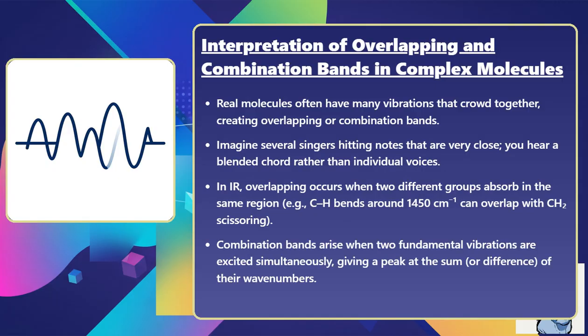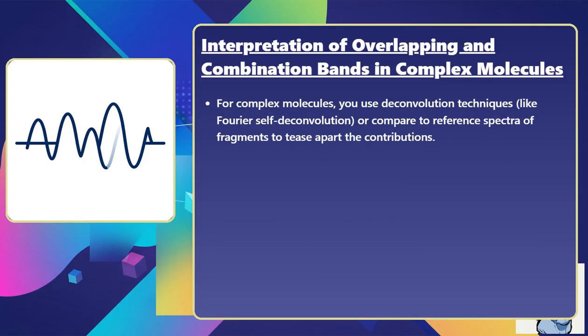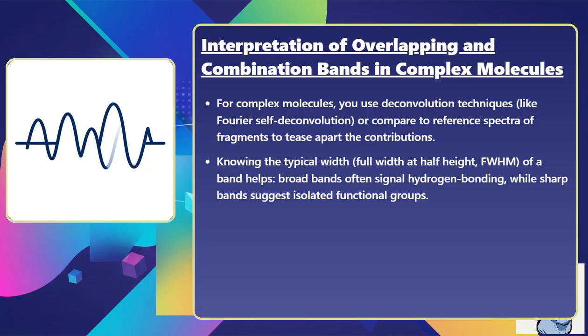Combination bands arise when two fundamental vibrations are excited simultaneously, giving a peak at the sum or difference of their wave numbers. For complex molecules, you use deconvolution techniques like Fourier self-deconvolution, or compare to reference spectra of fragments to tease apart the contributions. Knowing the typical full width at half height, FWHM, of a band helps. Broad bands often signal hydrogen bonding, while sharp bands suggest isolated functional groups.